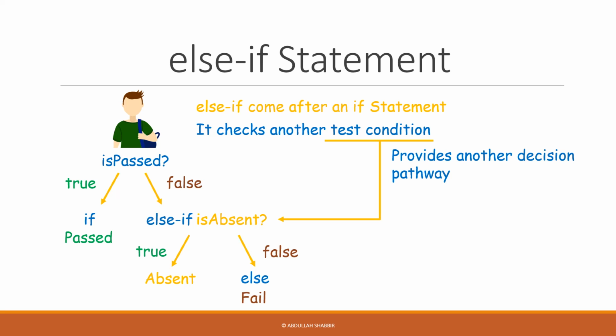So when is passed is false, our code will go to our else if, and if its test condition is absent is true, then we can print out absent, and that's another decision pathway. Now only if both of these, is passed and is absent, conditions are false, our code will go into the else code block and print out fail. Let's see what this looks like in our Java code.